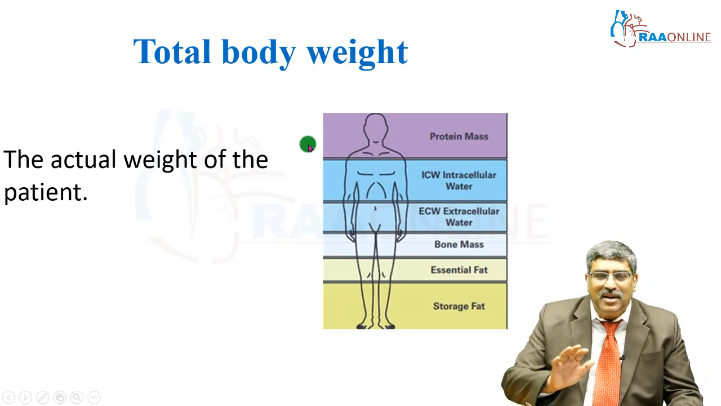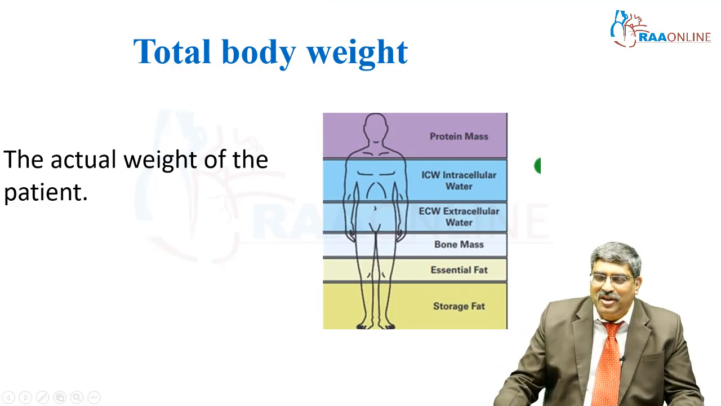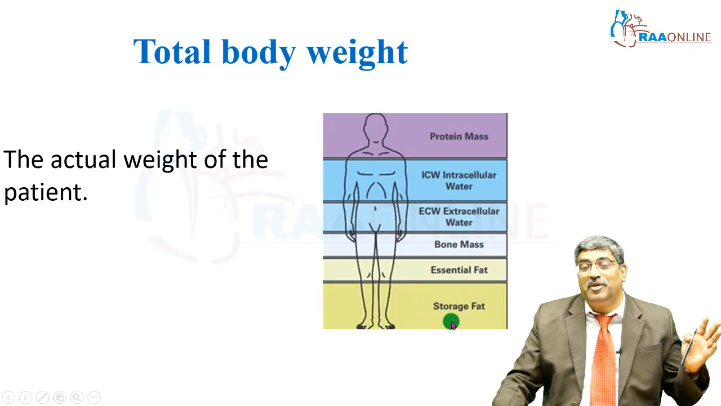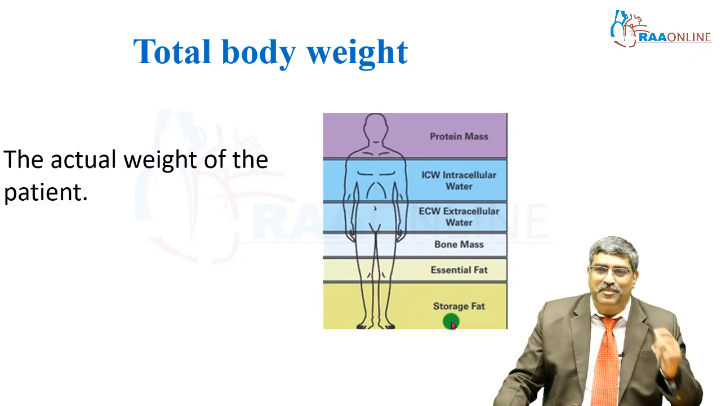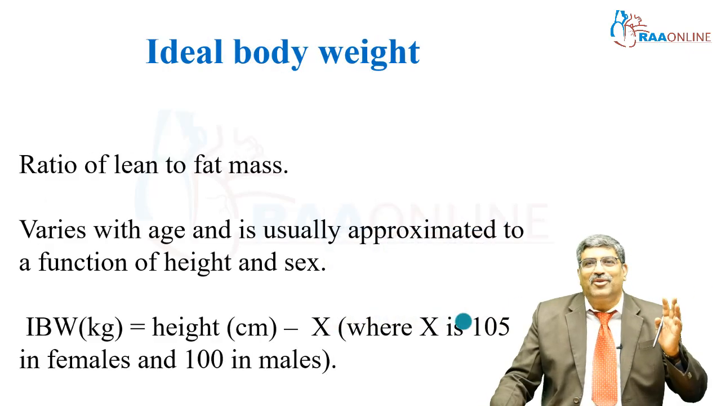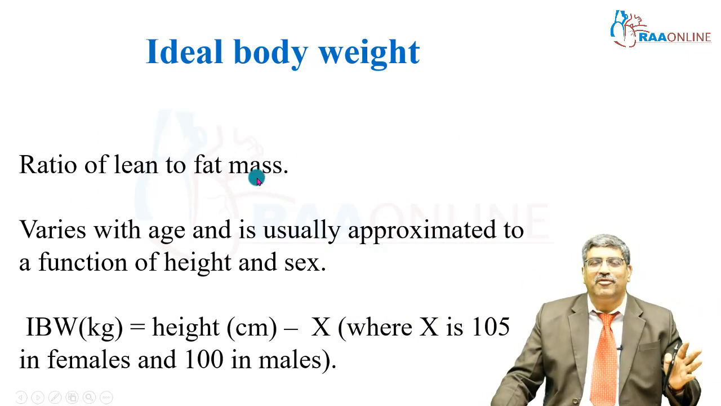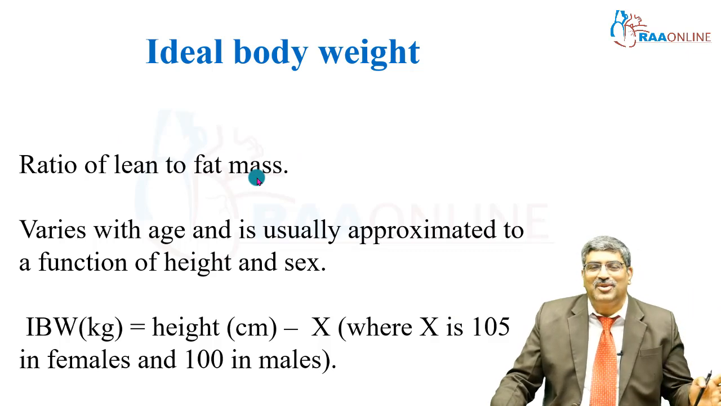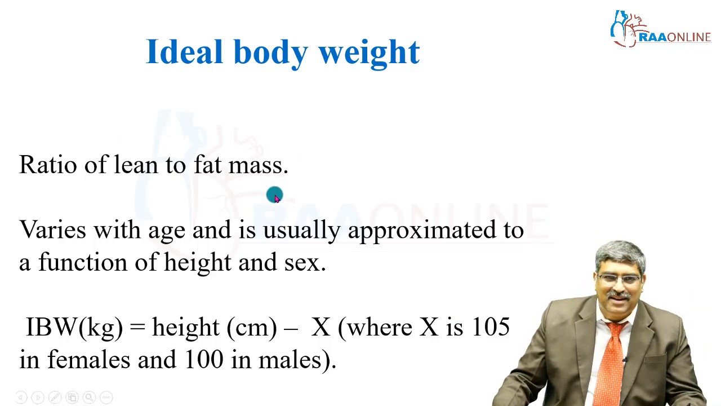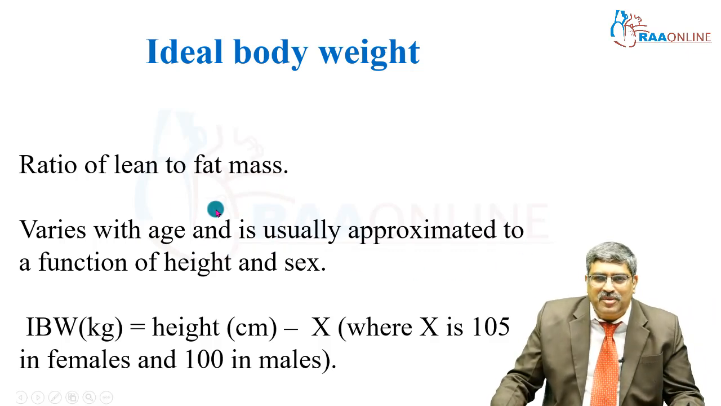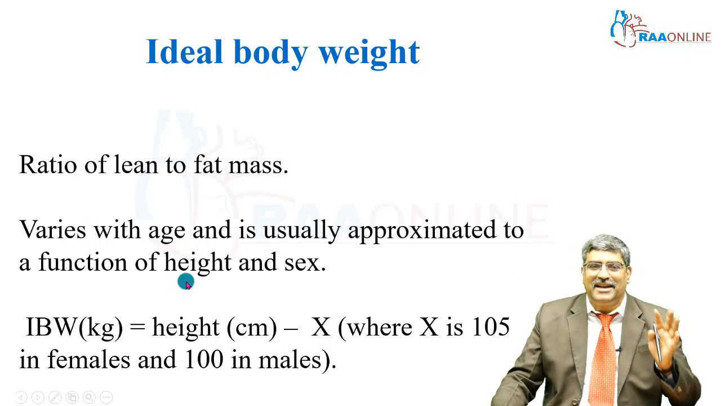This is nothing but the actual weight of the patient. It includes protein, your intracellular and extracellular water, bone mass, and the fat content, which is going to be very big with an obese patient. Coming to ideal body weight, this is nothing but the ratio of your lean body mass to your fat content. It varies with age and is usually approximated as a function of height and sex.